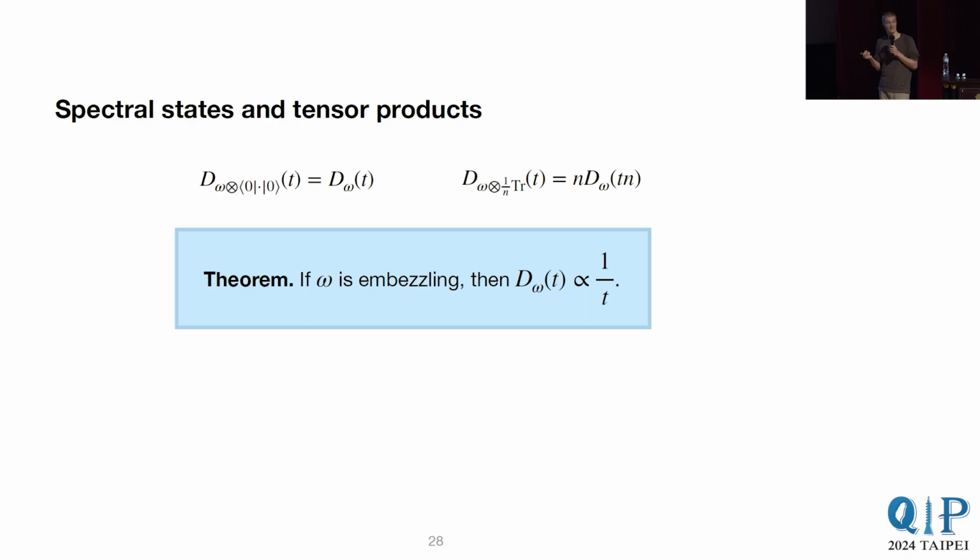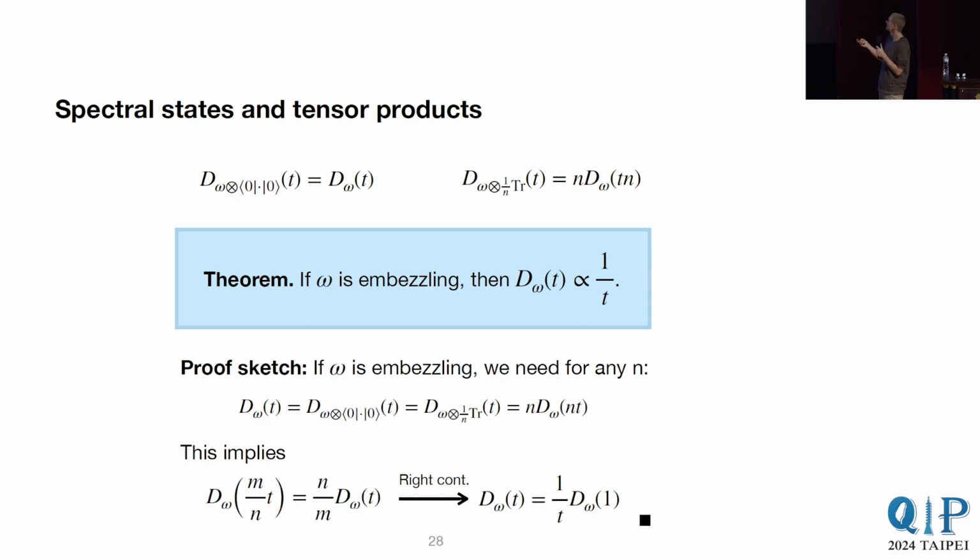If we would have an embezzling state here, then its cumulative distribution function would be 1 over t. So why is that the case? Well, we just apply this formula twice. We know that for omega being embezzling, it follows that omega tensor a pure state is unitarily equivalent to omega tensor a maximally mixed state. And unitarily equivalent states have the same spectrum, the same cumulative distribution function. So we have this equality. But we have that for all integers. So applying it twice, we get this one, where we have a general rational number.